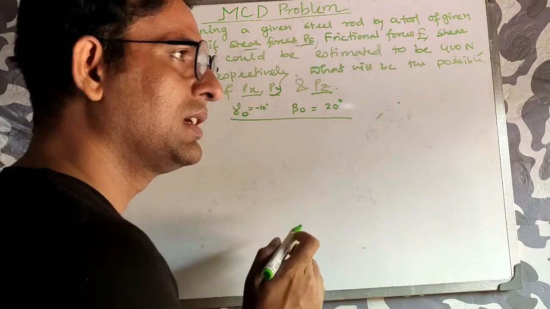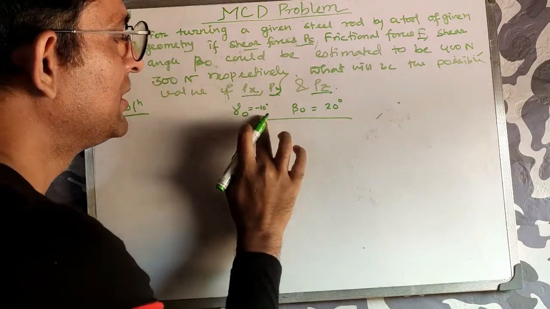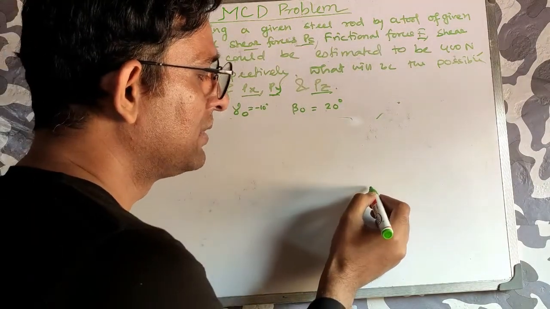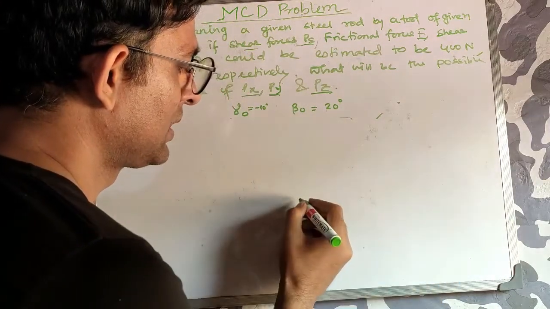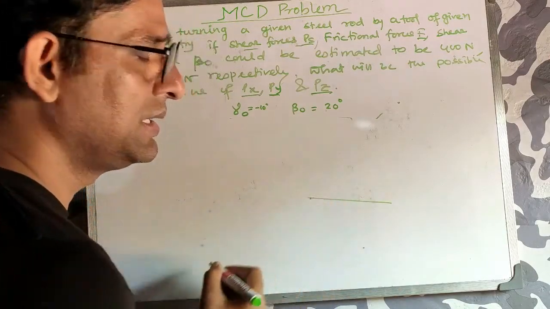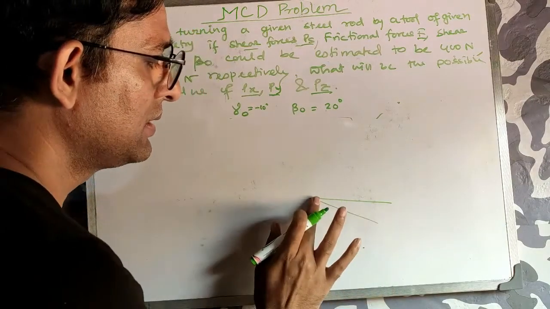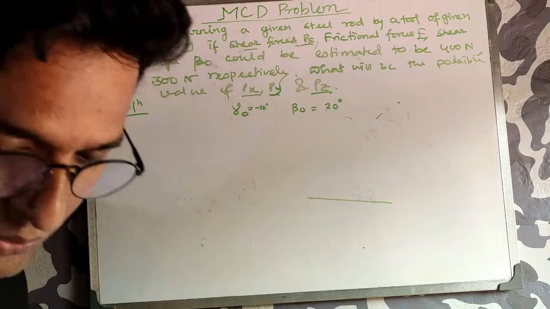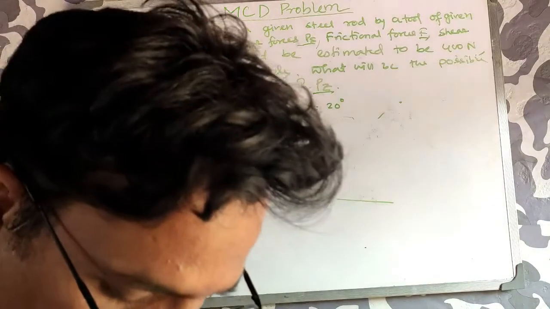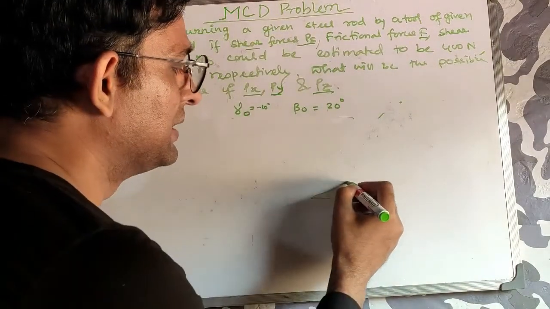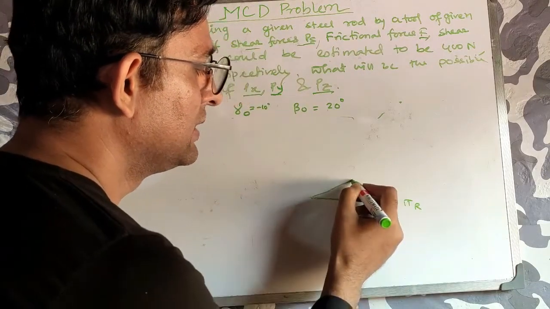How to draw the Merchant circle diagram? You need to first draw the tool tip at the value of gamma 0, minus 10 degree. For the tool tip, draw a horizontal line. From here you consider minus 10 degree. If you consider minus 10 degree in this way, then it will be wrong. Minus 10 degree is always here, remember. This is the reference plane pi r, this is the tool tip.